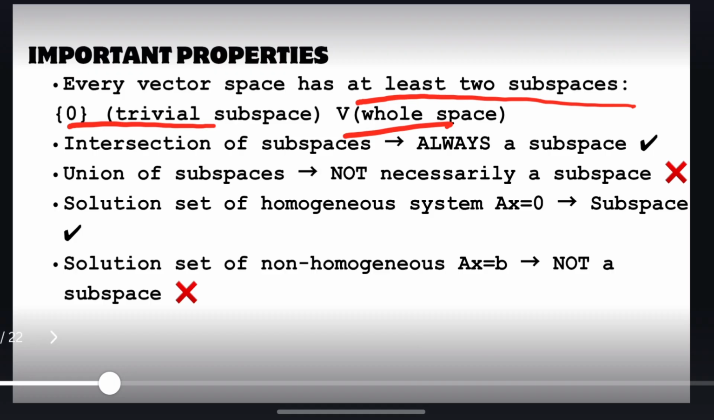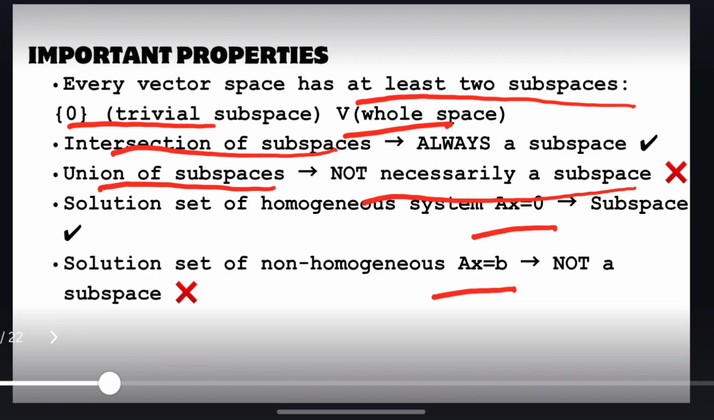Intersection of subspaces is always a subspace. Union of subspaces is not necessarily a subspace. The solution set of the homogeneous system Ax equal to 0 is a subspace. The solution set of the non-homogeneous system Ax equal to B is not a subspace. These are the five important properties of a subspace.